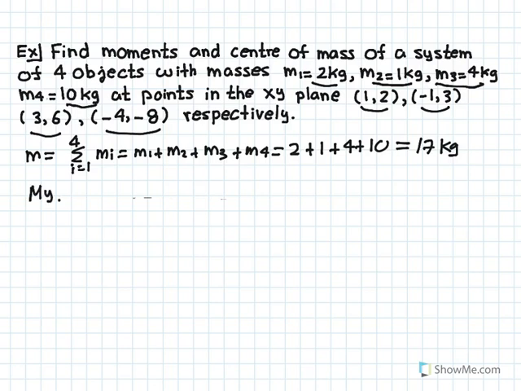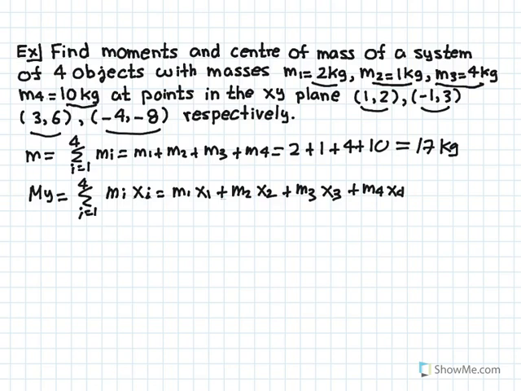The moment with respect to the y-axis is summation i equals 1 to 4 of mi times the distance to the y-axis, which is measured by the x-coordinate, mi xi. That's going to be m1 x1 plus m2 x2 when i equals 2, plus m3 x3 when i equals 3, plus m4 x4. So the moment with respect to the y-axis is equal to 2 times 1 plus 1 times negative 1 plus 4 times 3 plus 10 times negative 4.